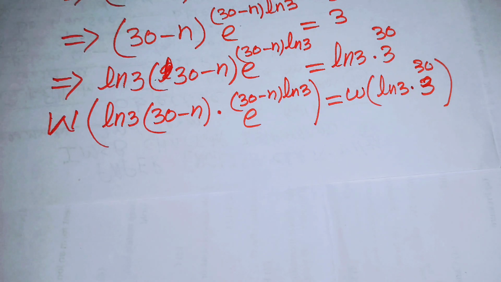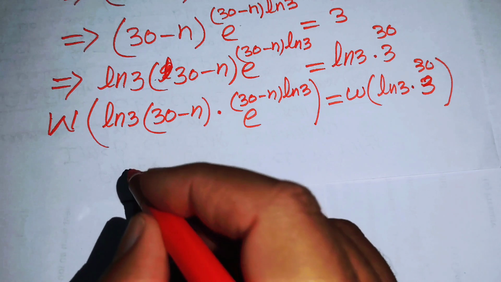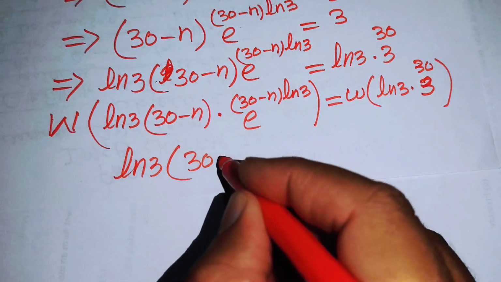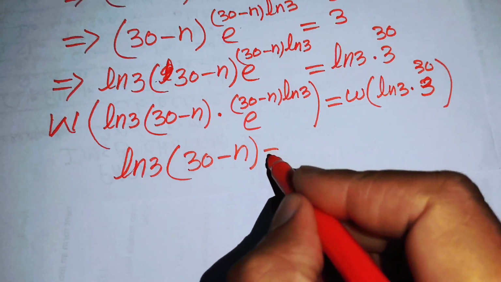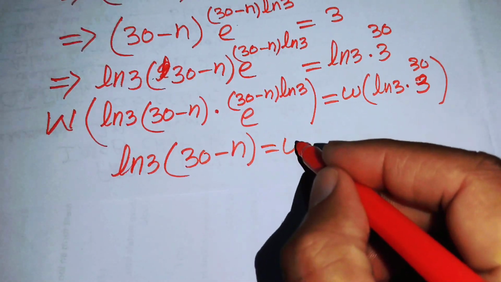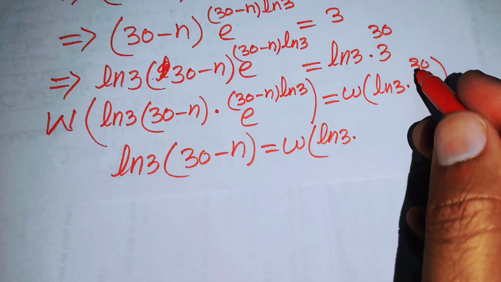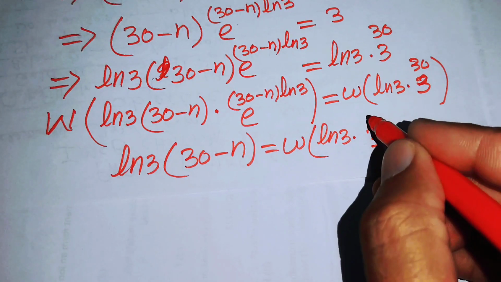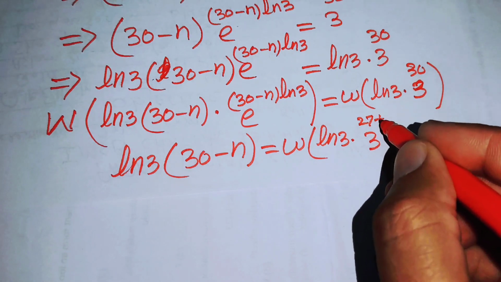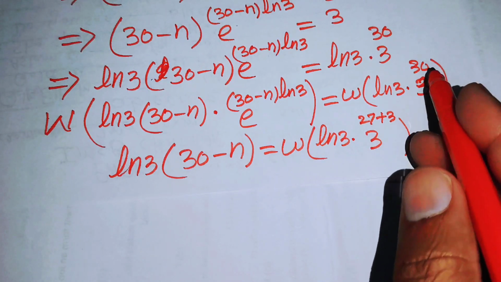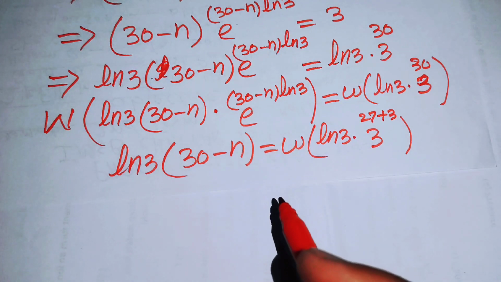So now, by the definition of the Lambert W function, the left hand side becomes log 3 times (30 minus n), and the right hand side will be written as W of log 3 times 3 to the power of 30, and we will write 3 to the power of 30 as 3 to the power of (27 plus 3), and you know that 27 plus 3 is equal to 30.